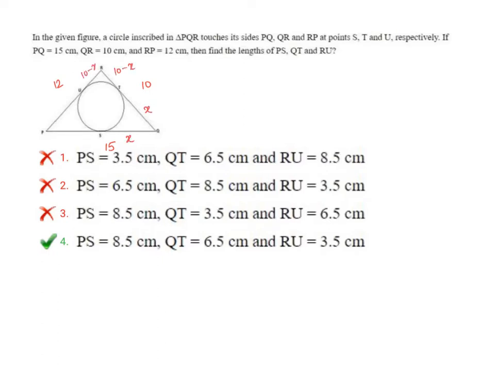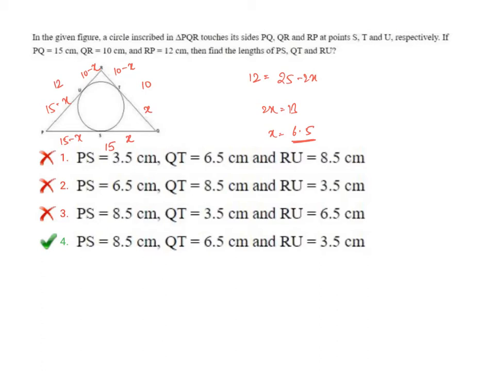Therefore, 10 minus x, because the length of tangents from an external point is always the same. So this becomes 15 minus x, and this becomes 15 minus x. Therefore, 12 is nothing but 15 plus 10, that is 25 minus 2x. Therefore, 2x is equals to 13, x is equals to 6.5. So, x is equals to 6.5.